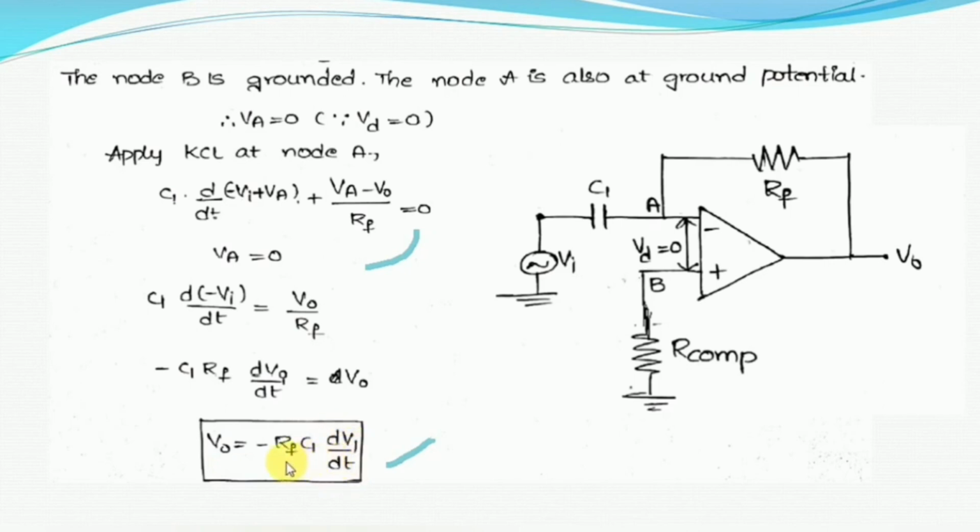Okay, here this RF into C1 is nothing but the time constant of a differentiator circuit, and the negative sign here indicates that there exists a phase shift of 180 degrees between input and output signal. So this is the procedure how to derive the output voltage expression for this ideal differentiator circuit. Next we are going to see how the output signal waveform looks like with different type of input signals applied.